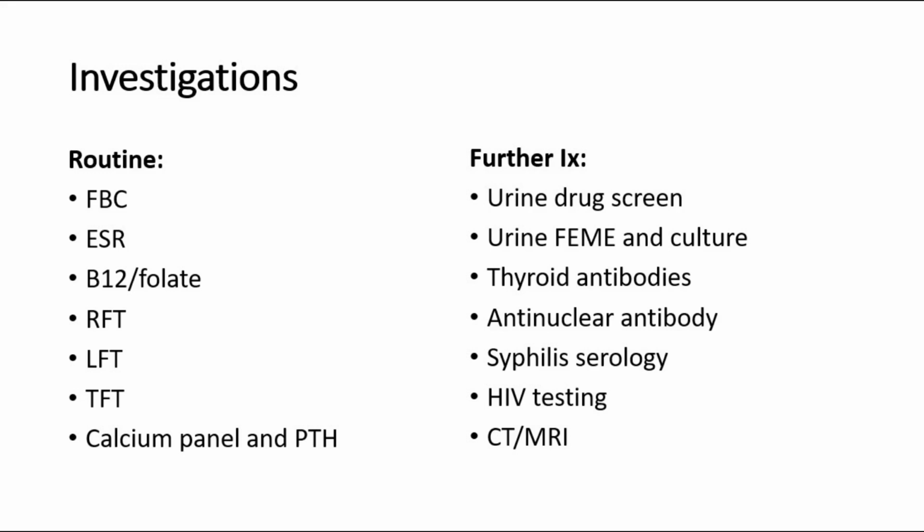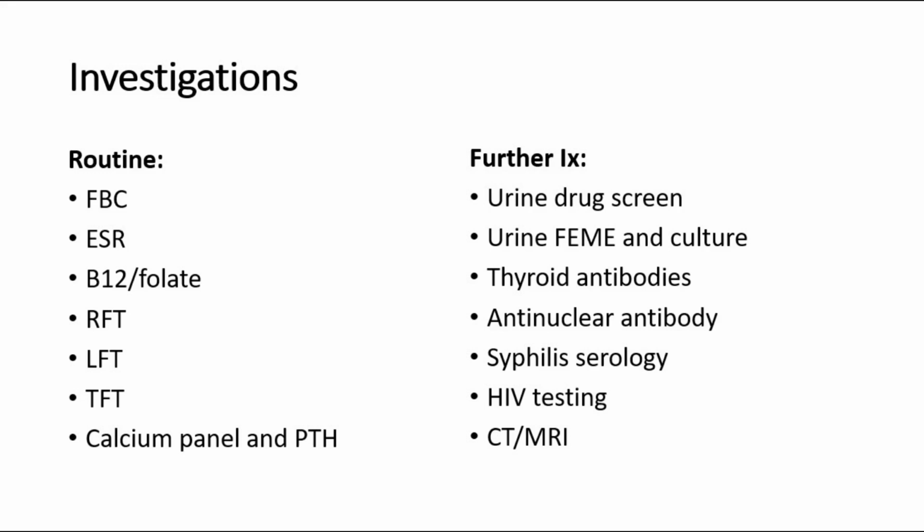Further investigations to find out the cause include urine drug screening to rule out substance abuse causing depression, urine FEME and urine culture, especially for the elderly, to rule out urinary tract infection causing the depressive symptoms, thyroid antibodies, especially for those with abnormal thyroid function tests, to find out the cause of the thyroid dysfunction, anti-nuclear antibody in suspected cases of SLE, syphilis serology, HIV testing, and also CT or MRI of the brain to rule out space-occupying lesions, such as brain tumor or other causes that could have caused the change in their behavior.